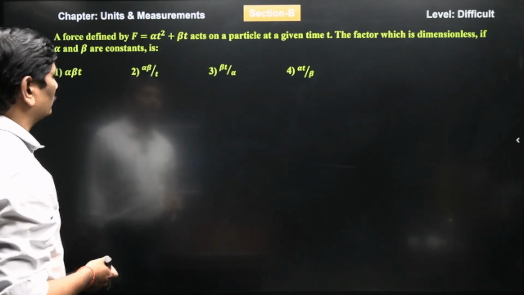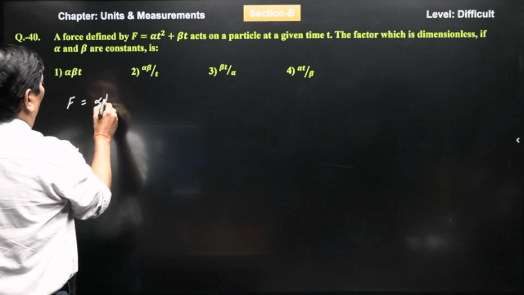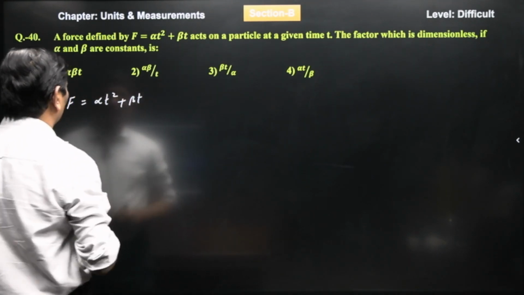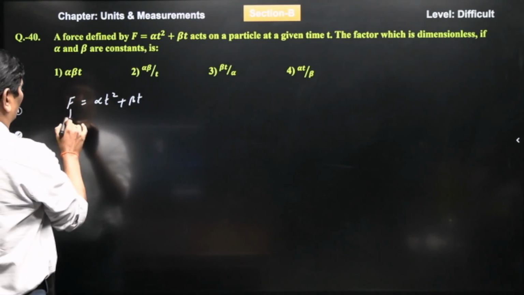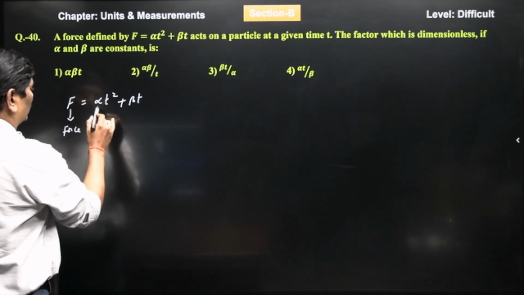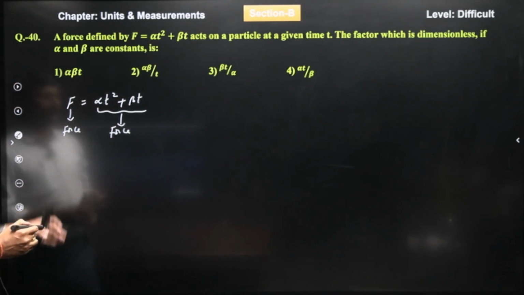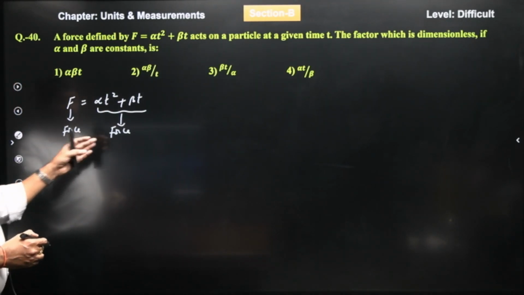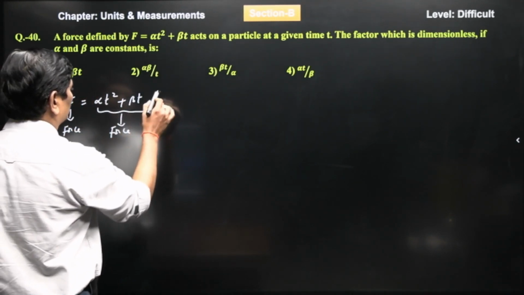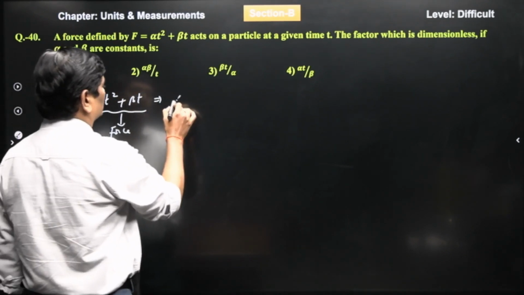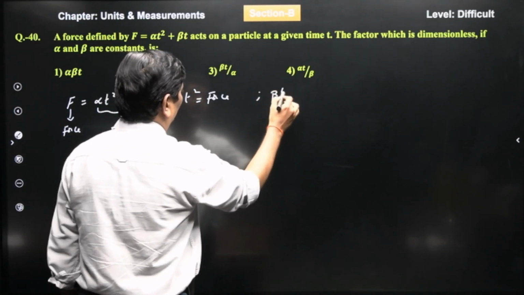Verification. Now see, you are given F is equal to alpha t square plus beta t. Left hand side is force, so the right hand side total must be force. That is the principle of homogeneity, we know. Left hand side must be equal to right hand side dimensionally, which means the sum of these two terms must represent force. So alpha t square must represent force dimensionally, and beta t also represents force dimensionally.